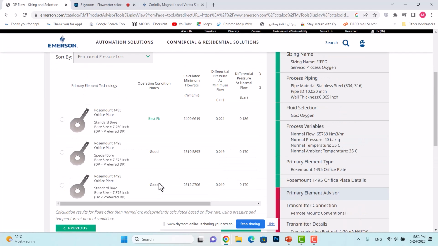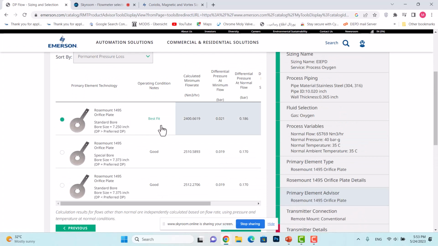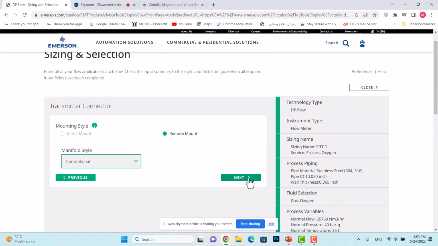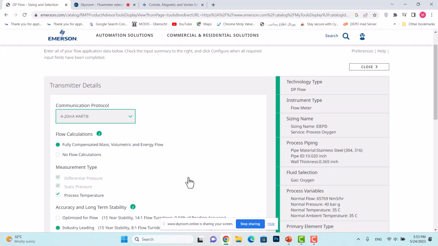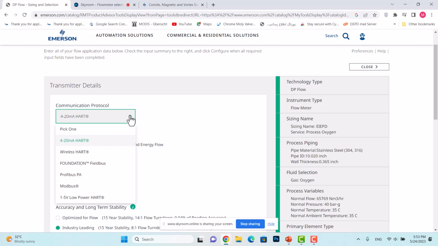It provides you select the best fit for your application. You can see here we select next, manifold style, conventional, and communication protocol. It has different communication protocols like Modbus, Profibus, and Foundation Fieldbus, or let's say HART. Since it is going to be designed for ESD systems, because one of the causes of our trips is oxygen systems, we're going to select HART.